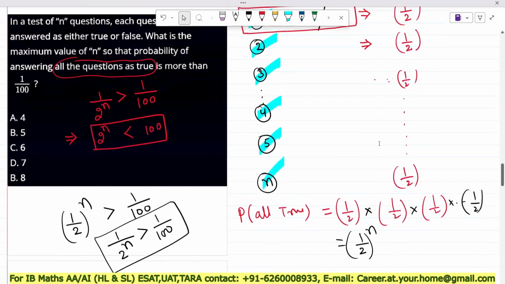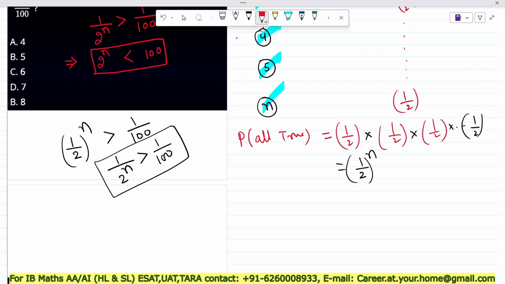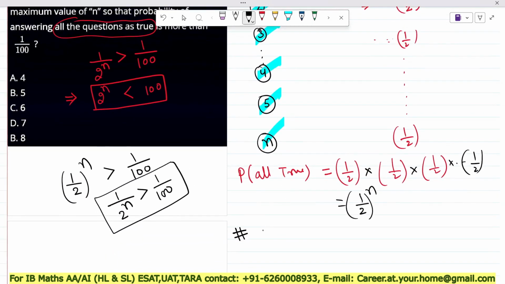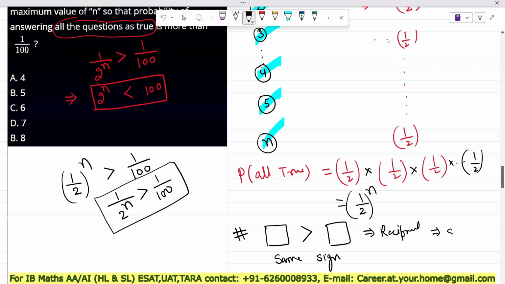So let me explain. I'm not sure about all cases, but I know for this case at least it will be for sure. My aim is to give you information in each and every way. So please see the rule of doing the reciprocal in case of inequality. If you are comparing two numbers or two expressions which have the same sign, and if you do the reciprocal, then the sign will change.